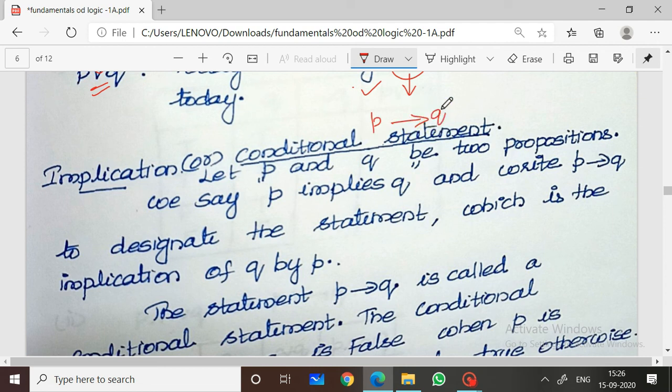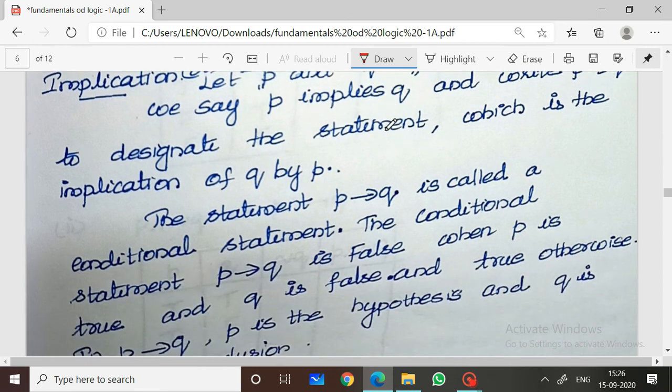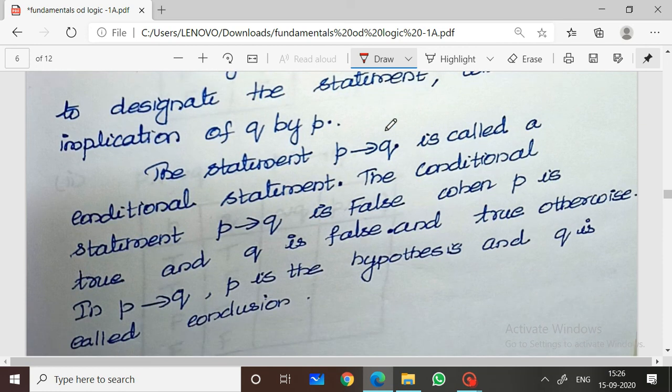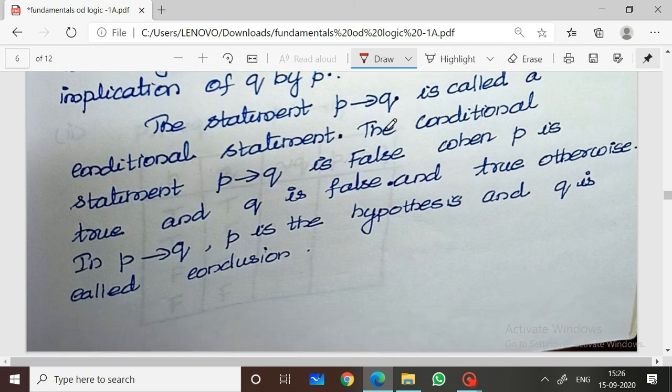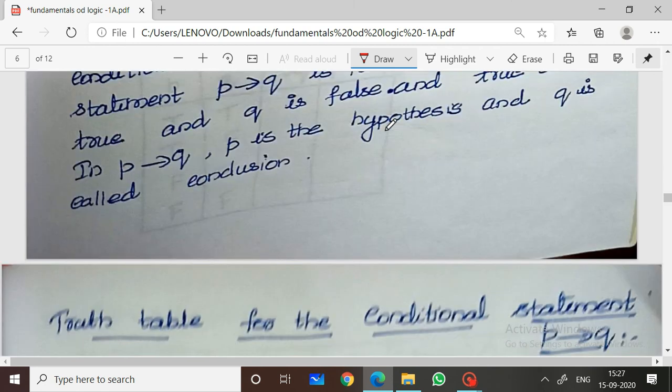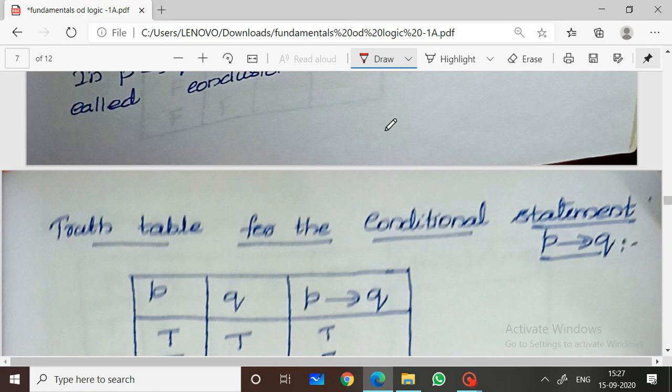So here, P implies Q means the implication of Q by P. P implies Q is also called a conditional statement. The conditional statement P implies Q is false when P is true and Q is false. In all the other cases it is true. So let us see the truth table.